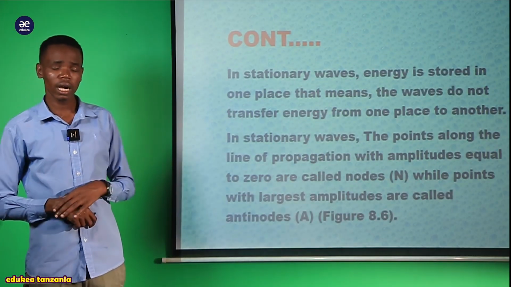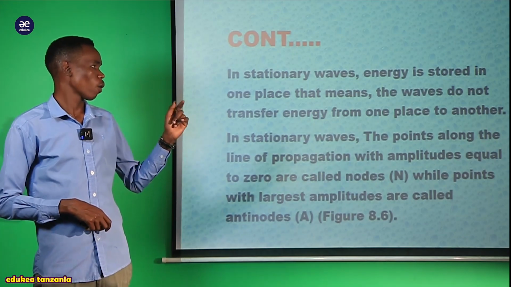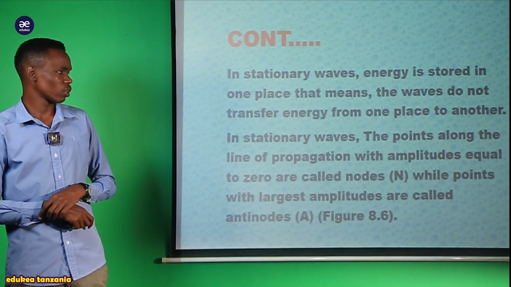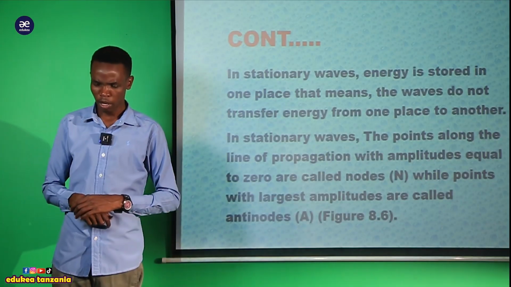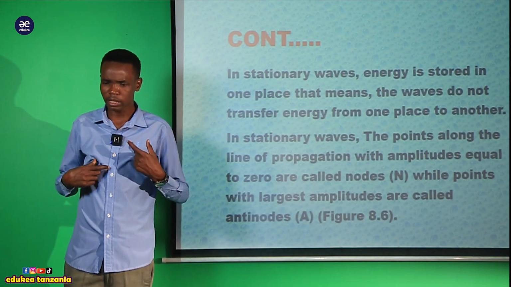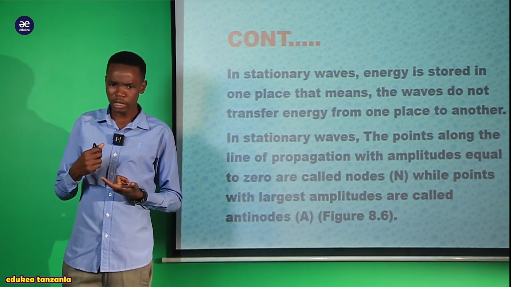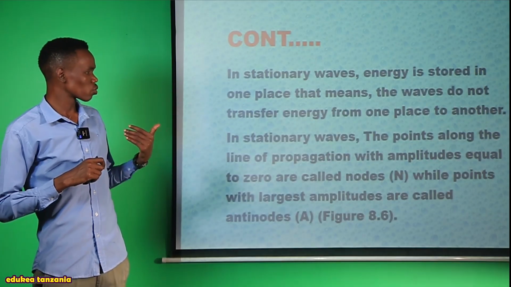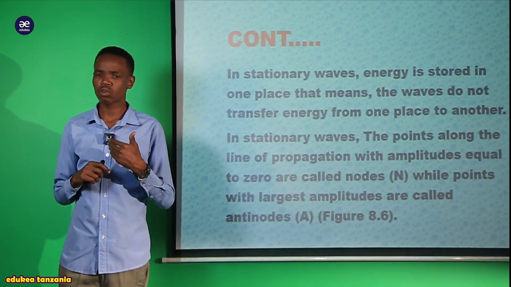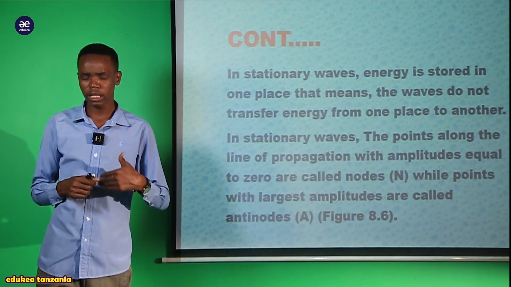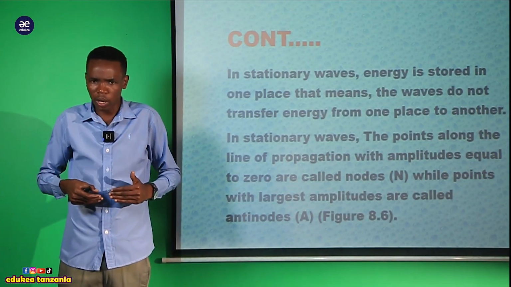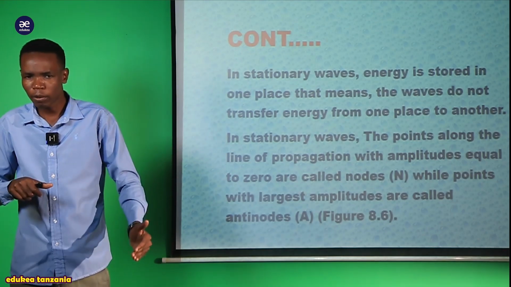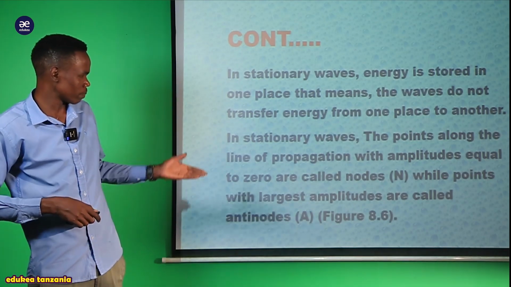So in stationary waves, energy is stored in one place. That means the wave does not transfer energy from one place to another. When we talk about stationary waves, the energy is stored at one place. It can be stored in one place, but it cannot be transmitted from one point to another point.